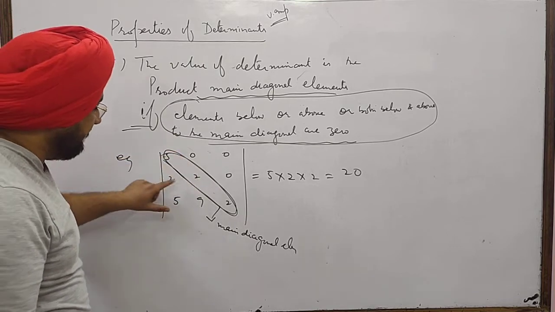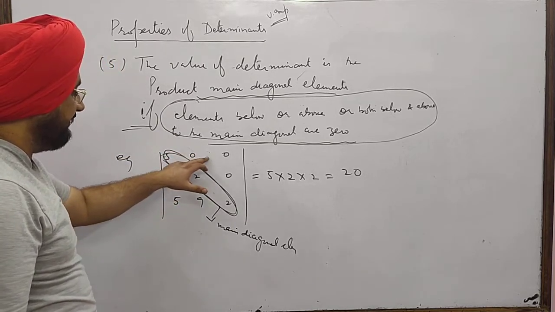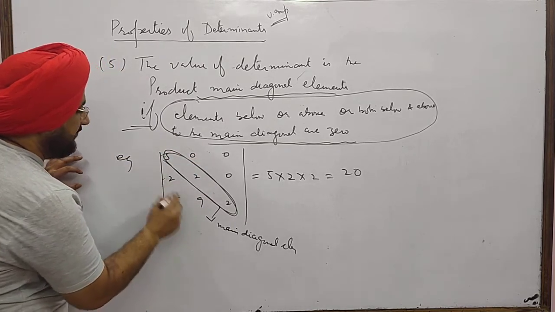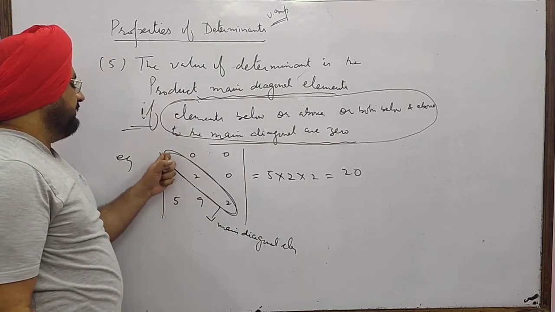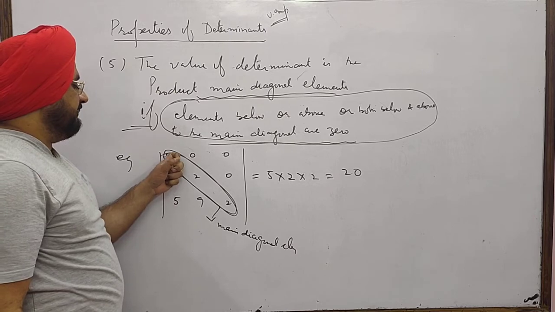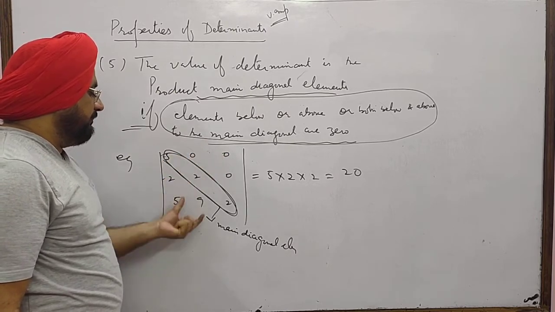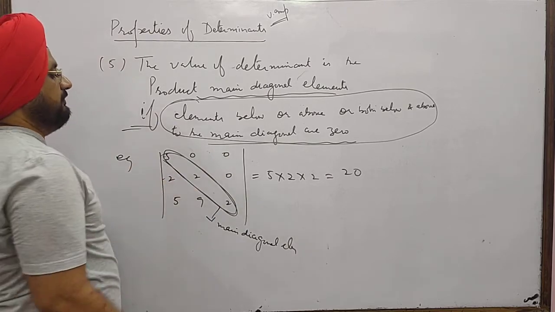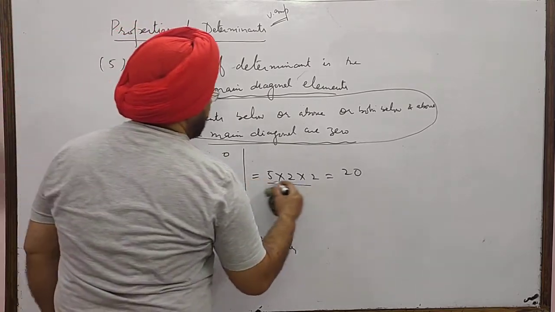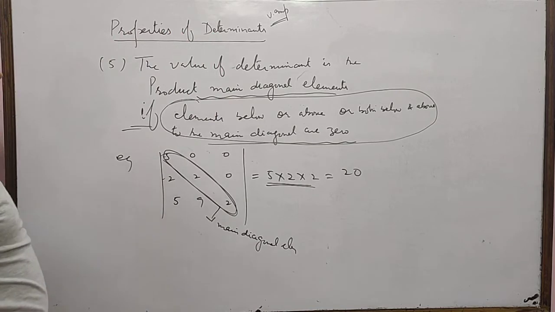This property applies if all the elements below are 0, and also when the ones above are 0, or even if zeros appear on both sides, you can still apply this property. The condition must be there. This can be done only if the elements below or above to the main diagonal elements are equal to 0. Then the value of determinant will be the product of main diagonal elements.